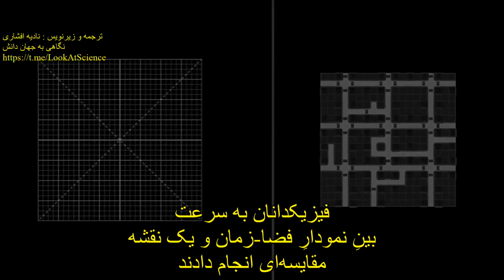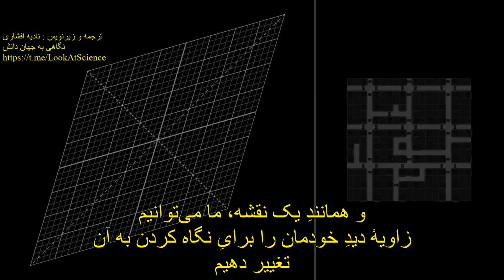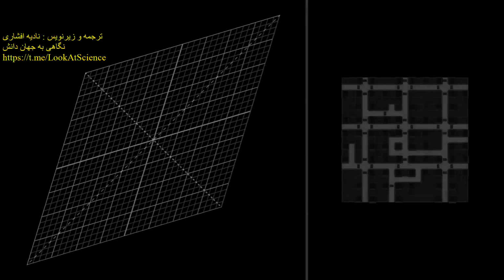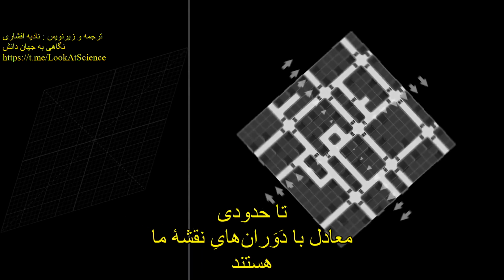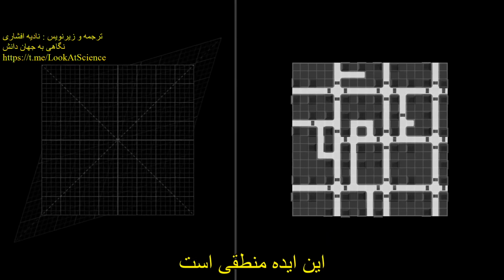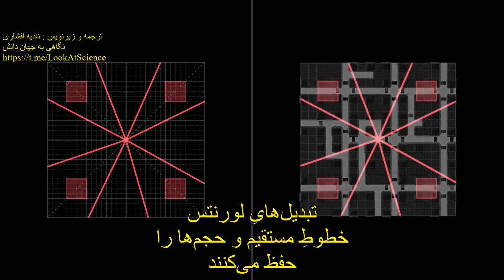Physicists quickly made the analogy between the space-time diagram and a map. Like a map, our diagram is only an abstract representation of the universe, and like with a map, we can change our point of view to look at it. In other words, the Lorentz transformations which allow us to switch reference frames are somewhat equivalent to the rotations of our map. This idea makes sense because, like rotations, Lorentz transformations preserve straight lines and volumes.